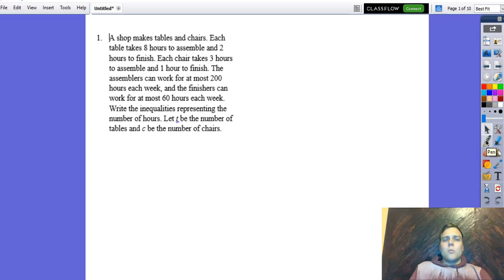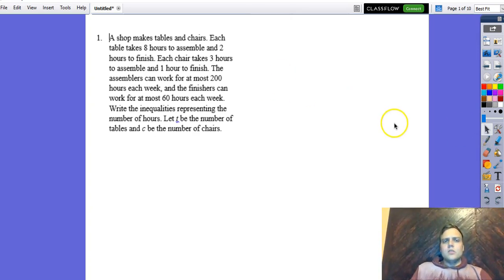Alright, so number 1, a shop makes tables and chairs. Each table takes 8 hours to assemble and 2 hours to finish. Each chair takes 3 hours to assemble and 1 hour to finish. The assembler can work for at most 200 hours each week, and the finisher can work for at most 60 hours each week. Write the inequality representing the number of hours. Let T be the number of tables and C be the number of chairs.